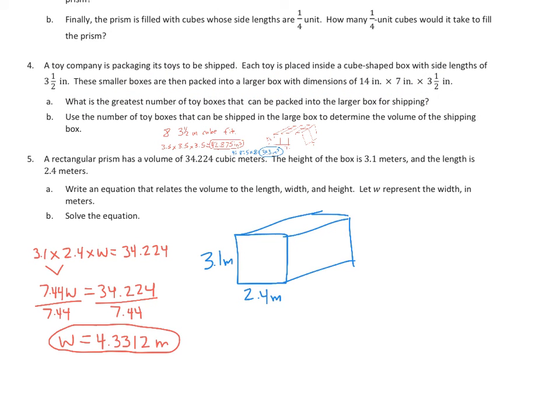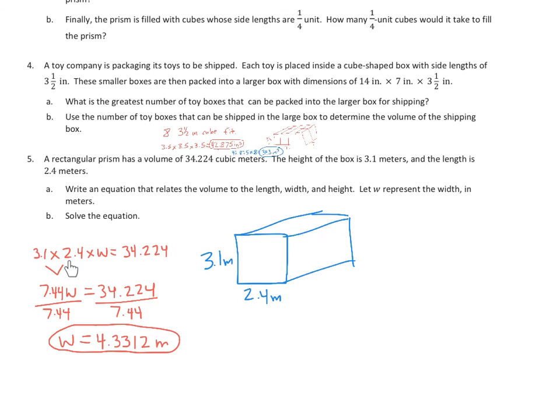Okay, and so for number 4, if we drew it out, 7 is 2 sets of 3.5, 14 is 4 sets of 3.5, and then 3.5 is 3.5. So we would end up having 8 of those boxes inside of one box that is being shipped. So if we did 3.5 by 3.5 by 3.5, we get 42.875 cubic inches. And if we multiply that by 8, because there's 8 of those inside of the whole shipping box, we get a volume of 343 cubic inches.